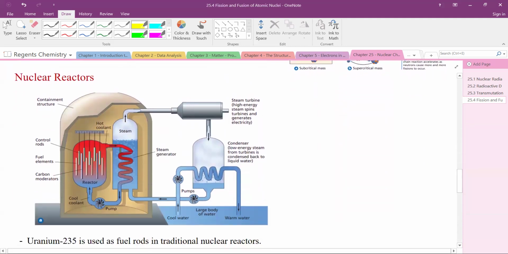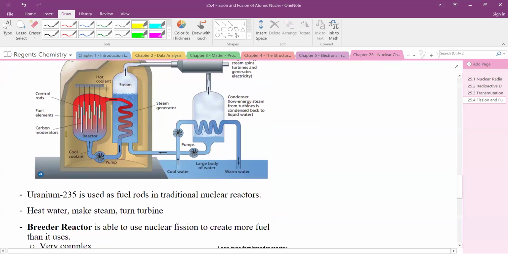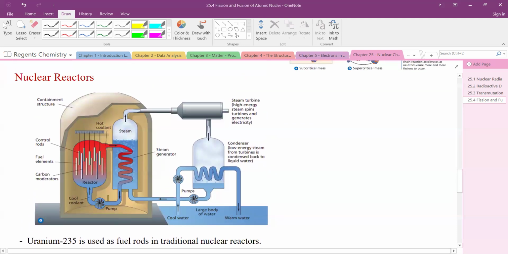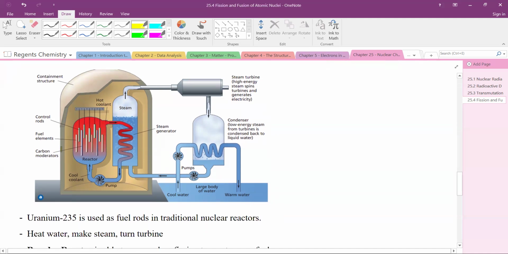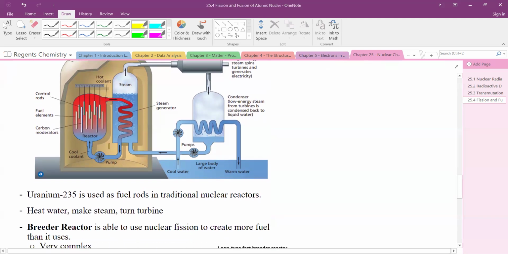Okay, so here's a nuclear reactor, and you can see it's actually a pretty neat little setup here. We have our control rods, and we have our fuel elements and our carbon moderators. All of this is a setup to basically control the nuclear fission that's happening in my fuel. And most of the fuel is going to be uranium-235. Okay. So most of this is set up to control how fast my uranium-235 is decaying.